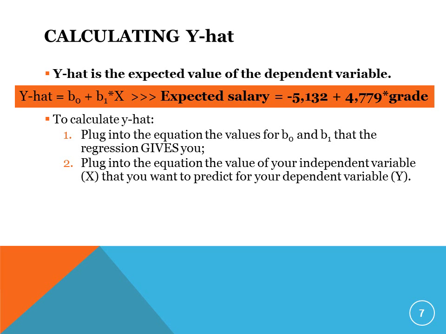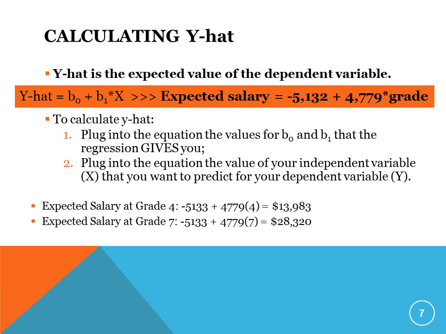So we plug into the equation the values that we see for B0, our y-intercept, and for B1, okay? And then we plug into the equation the value that we want for our independent variable. In this case, it is grade, okay? And so when we plug into this equation a pay grade of 4, what does it tell us? It tells us that our expected salary at a pay grade of 4 is about $14,000.